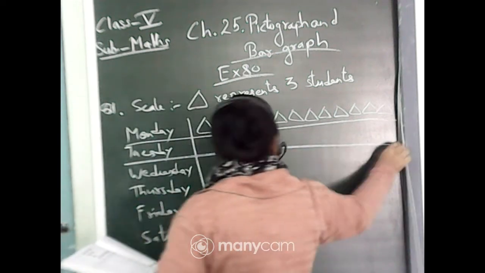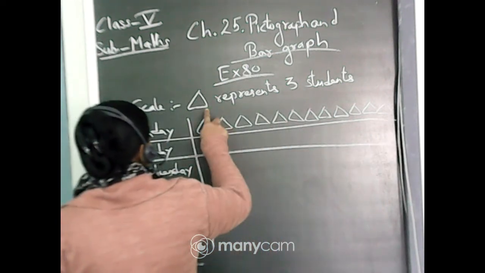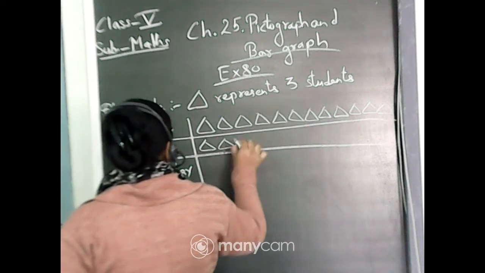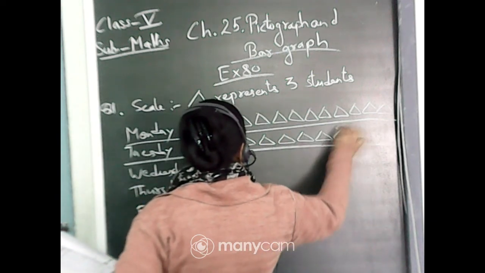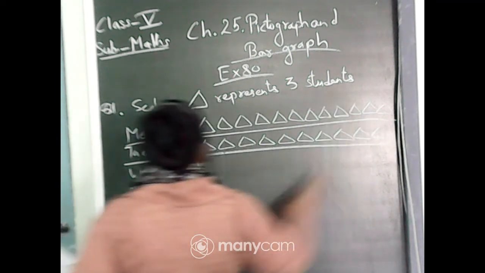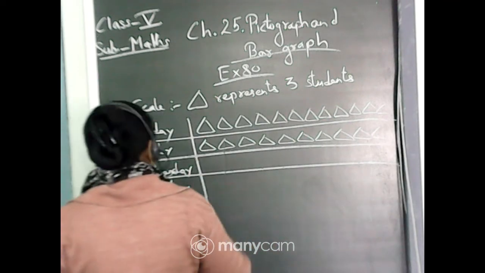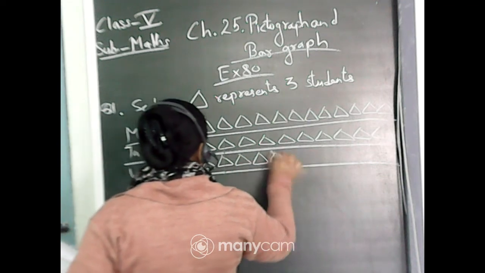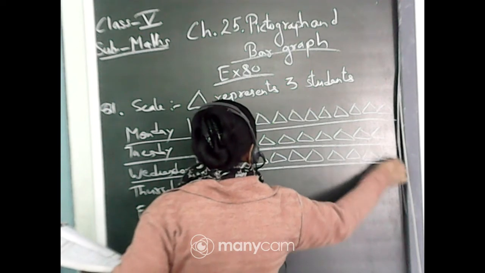Now for Tuesday, it is 30, that means 10, because one triangle represents 3 students. 1, 2, 3, 4, 5, 6, 7, 8, 9 and 10. Now for Wednesday, it is 33, that means 11. 1, 2, 3, 4, 5, 6, 7, 8, 9, 10 and 11.